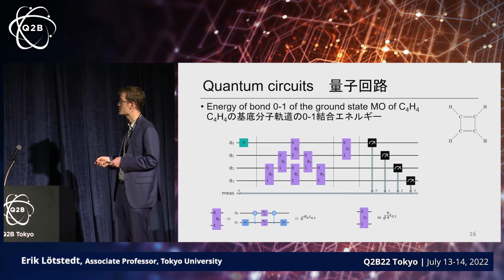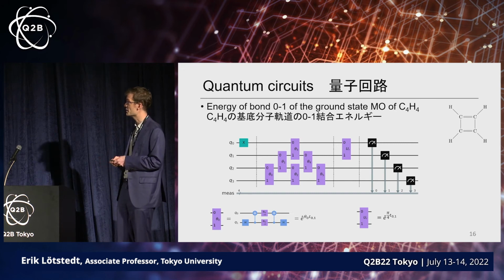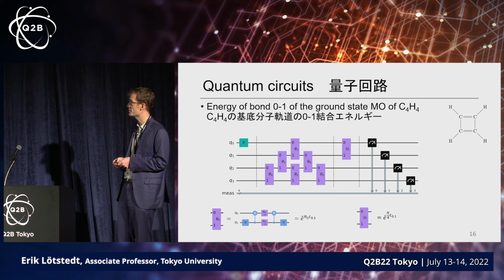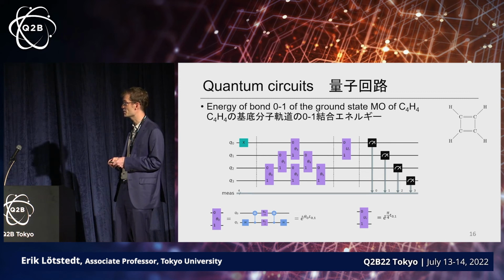So a typical circuit for cyclobutadiene is like this. In the first part, we create the starting atomic orbital. So we have an X gate here. This should be the ground state orbital. And then different pieces, different 2-qubit operators, are patched together to create the unitary matrix representing the mapping from atomic orbital to molecular orbital.